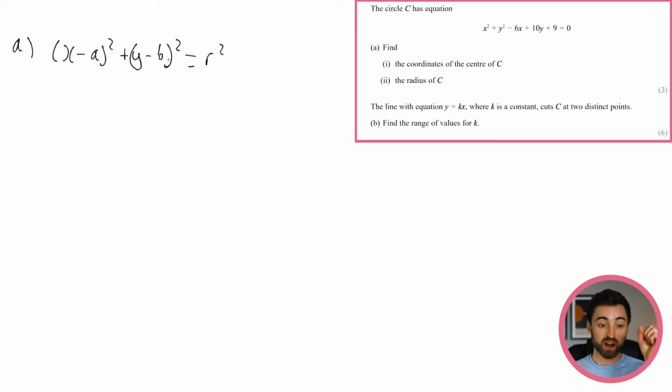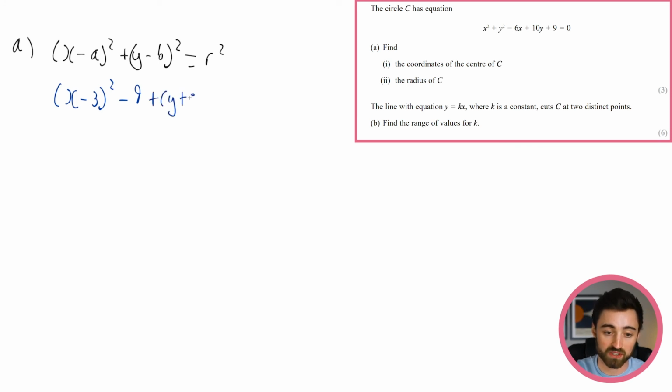So we need to complete the square on the x terms and the y terms. Looking at the x terms, I've got x squared minus 6x, so that would turn into (x minus 3) squared minus 9. The y terms are y squared plus 10y, so that would turn into (y plus 5) squared minus 25. And then I've got a plus 9 on the end anyway, and that equals 0.